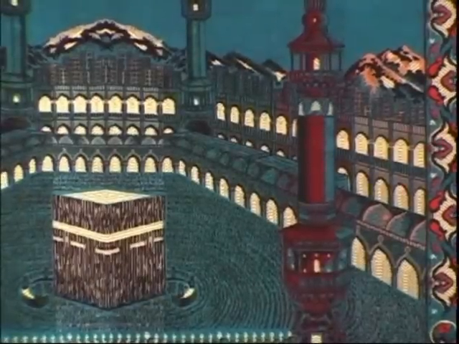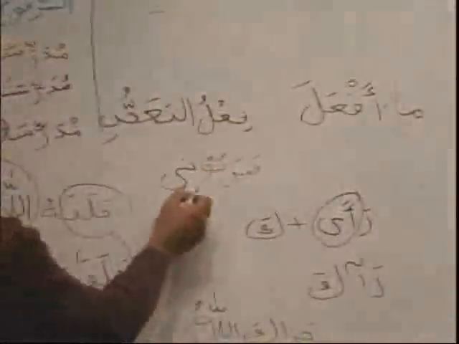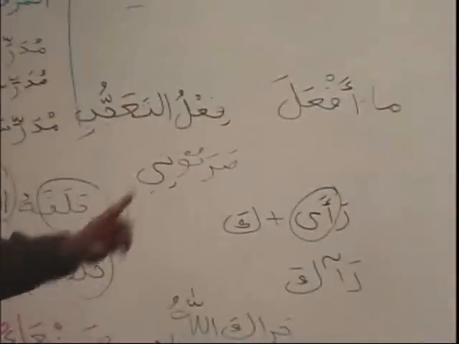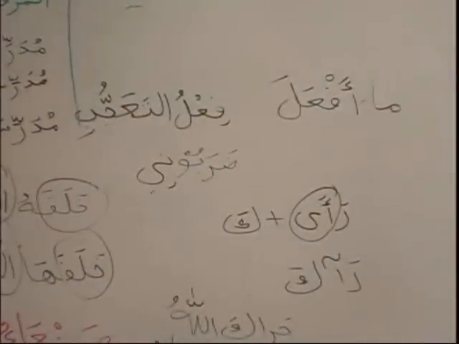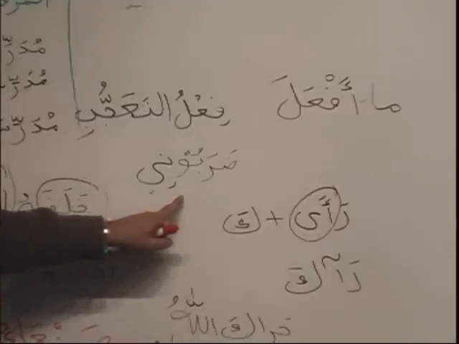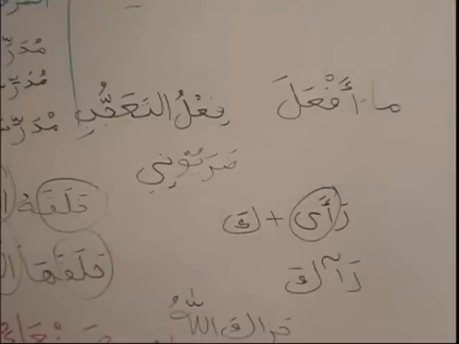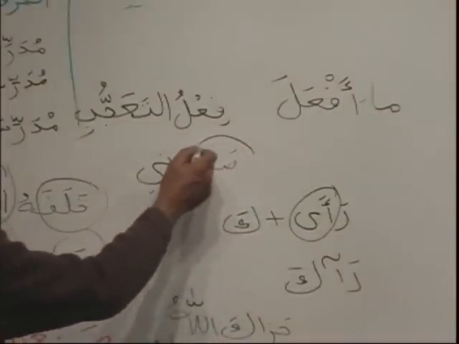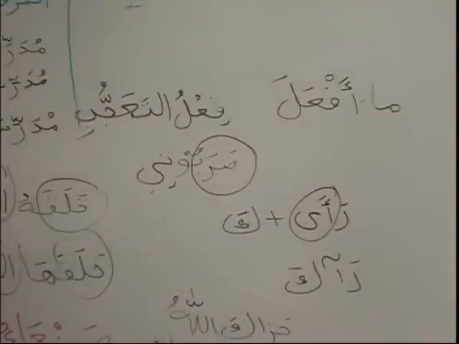Darabu. And then you will write down like this. You won't give alif now. Alif of wikaya, you won't give. Darabuni. Analyze this, Hafsa. Where is the verb? This is your verb. Where is the file?